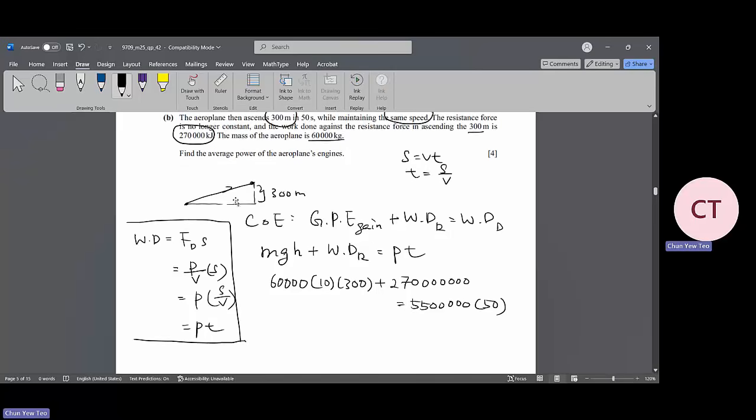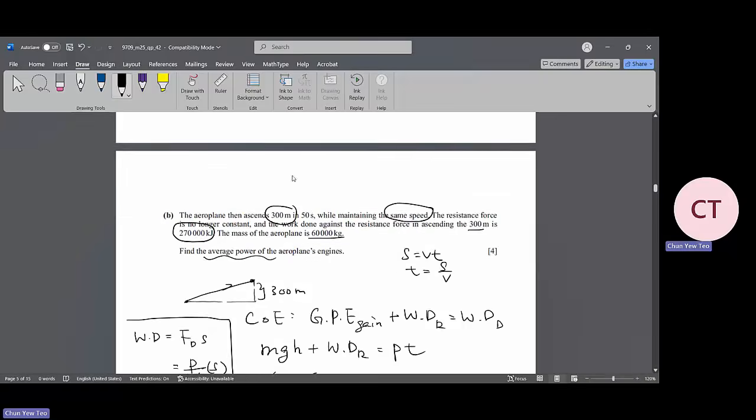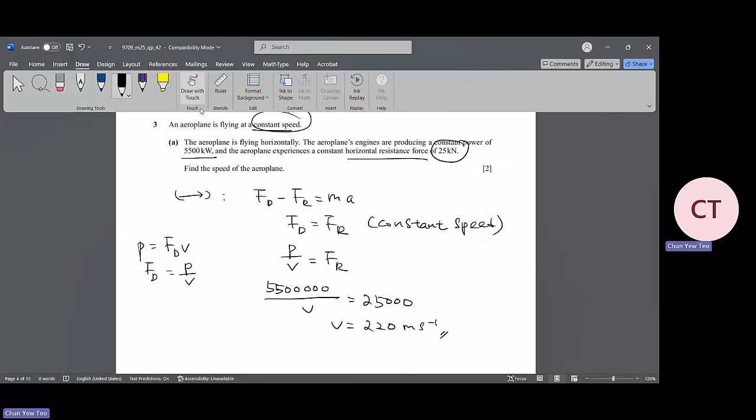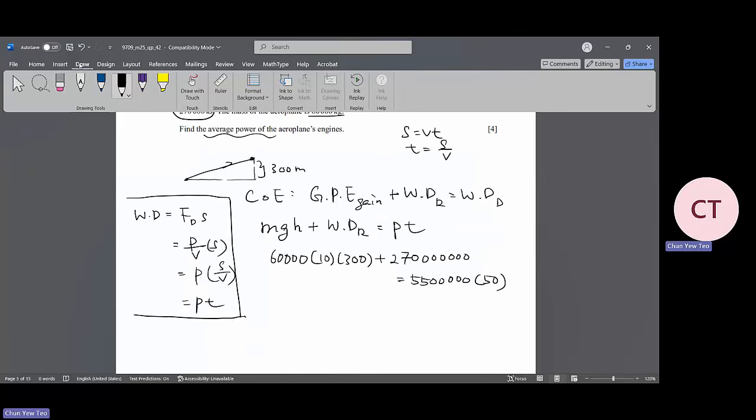Sorry, I made a mistake. They say the power changed. The power has changed, but because I was still using the power over here, I made a mistake. My apologies on that. So this one is actually just PT, so the PT will be 50P.